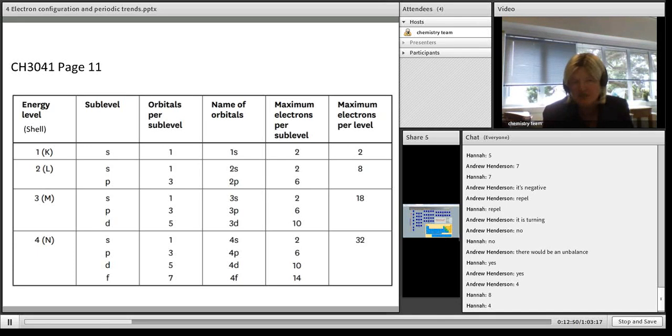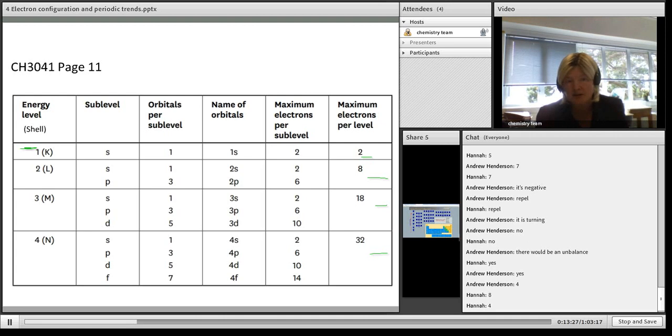This is just a table to summarize. The first energy level has a maximum of 2 electrons. We've worked out it's got 8 for the second one, 18 for the third one, and 32 for the fourth one. You don't really come across the fourth energy level at all, apart from going up to 4p, and that's about it.